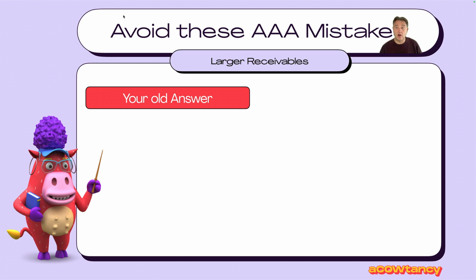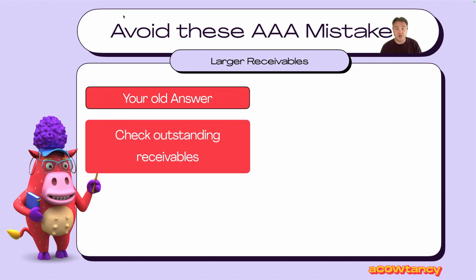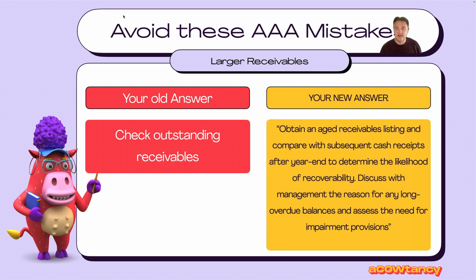So what if we've got larger receivables than expected? Your old answer would be, well, we check the outstanding receivables to see if they're all okay. What we've got to do, though, is say, well, what do you mean by check? Well, get an aged receivables listing. Compare it with cash receipts in the future. Are they actual receivables to determine the likelihood of recoverability? Discuss with management why we've got such long outstanding receivables in there, and do they actually need any provisions?